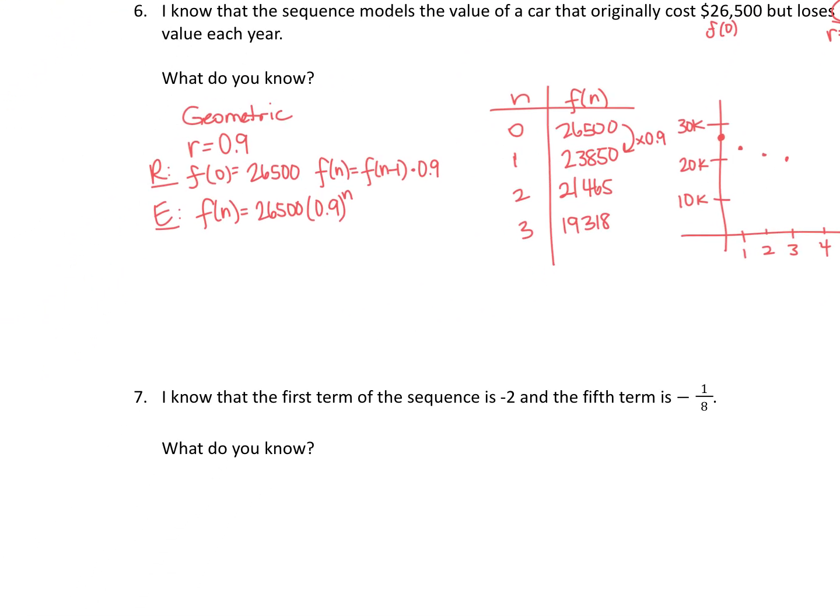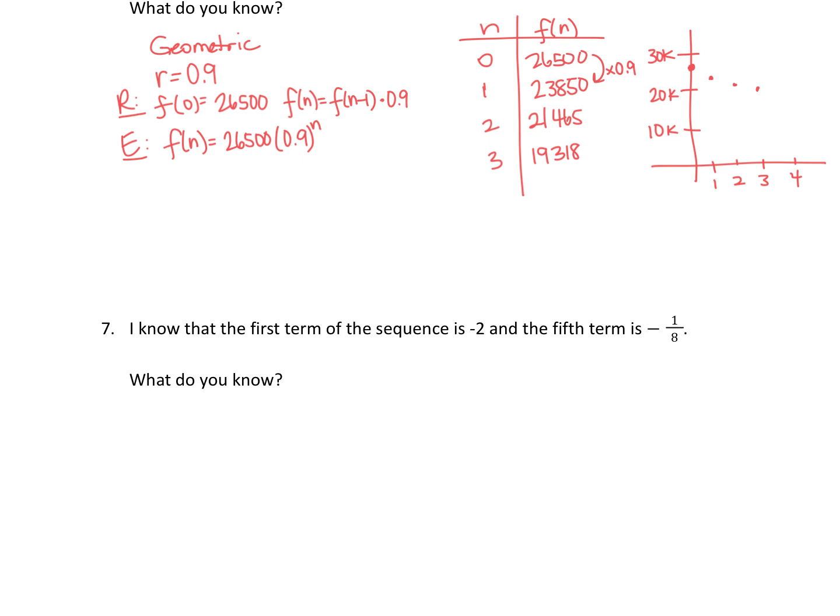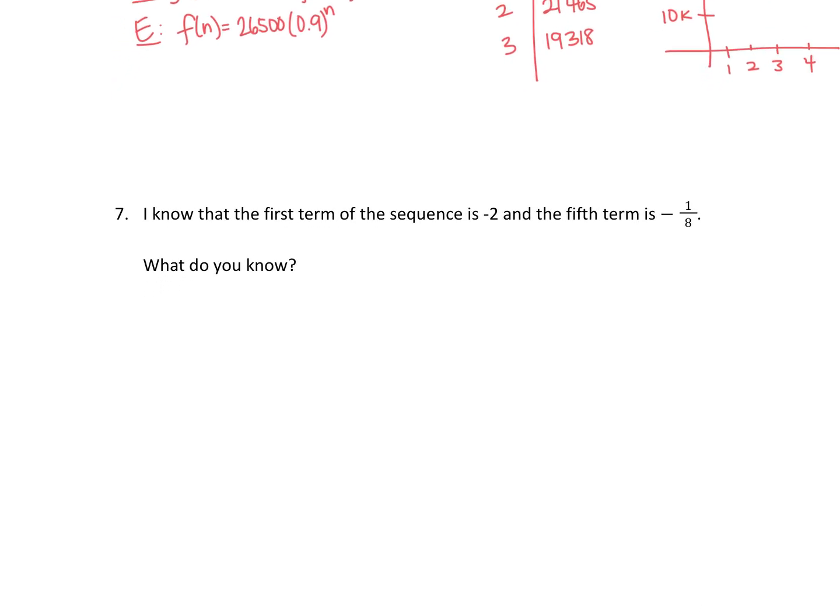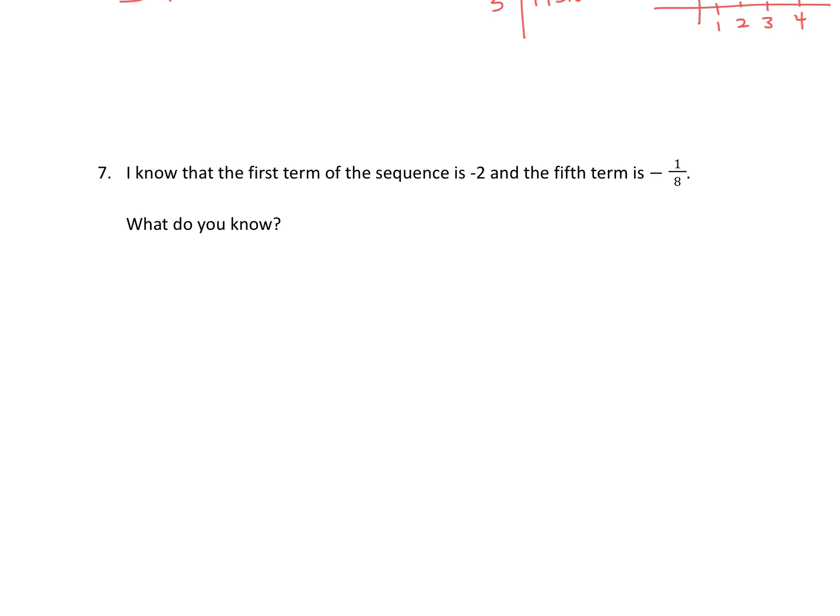All right, let's go ahead and move on to number 7. Number 7 says, I know that the first term of the sequence is -2 and the fifth term is -1/8. Okay, so it means we're missing a whole bunch of terms. I think this one could be geometric or could be arithmetic. So I'm actually going to first solve it arithmetically and see what we get, and then I'm going to solve it geometrically and see what we get. So I'm going to have 2 ways that we solve this.